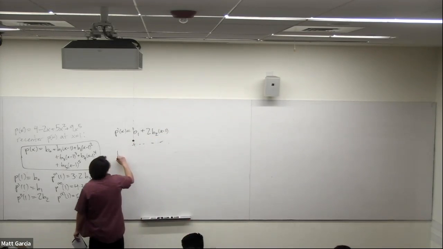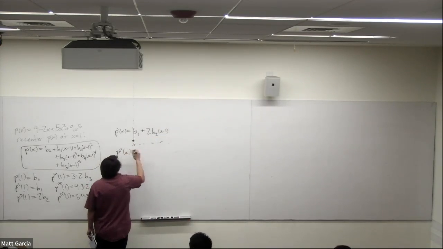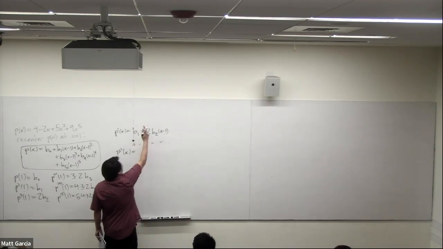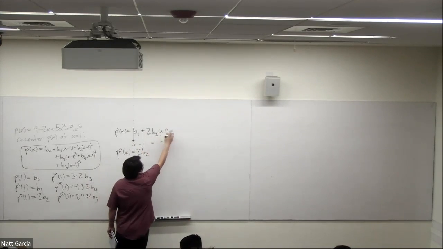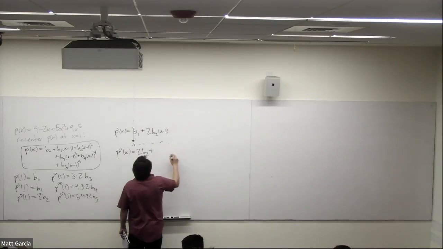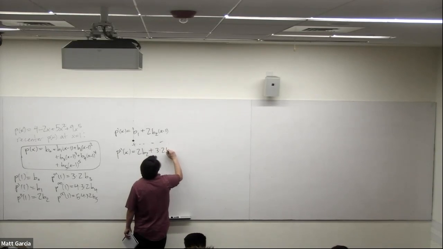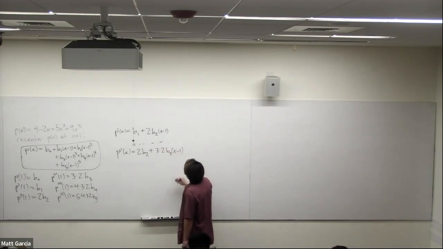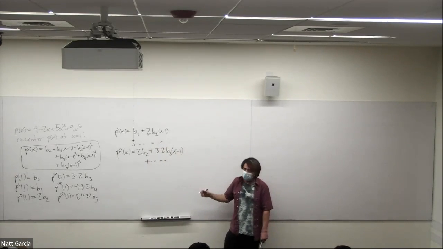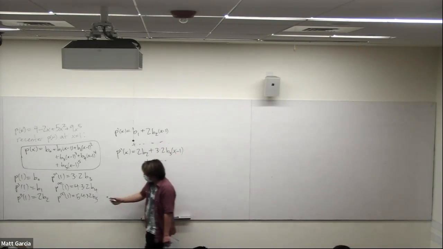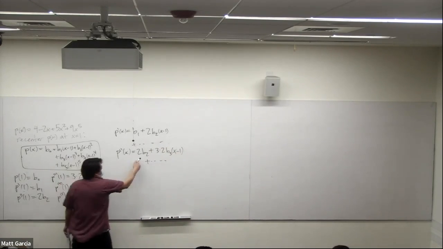Now what happens when I take the second derivative? b1 disappears. I get 2 b2, plus the derivative of the next term, which is 3 times 2 times b3 times x minus 1, plus more terms that all contain a factor of x minus 1. When I evaluate at 1, I'm just left with the constant term.